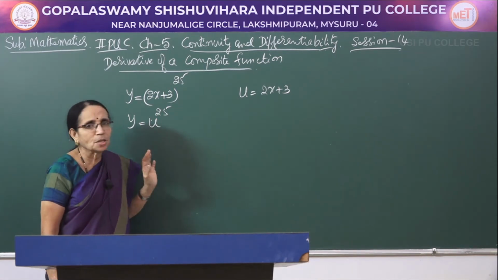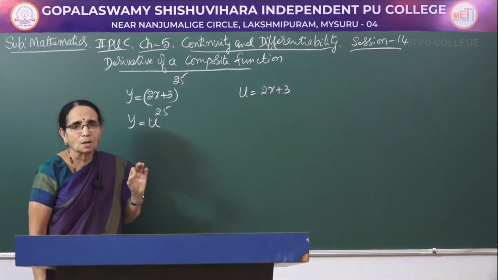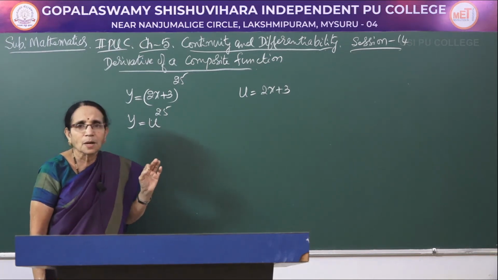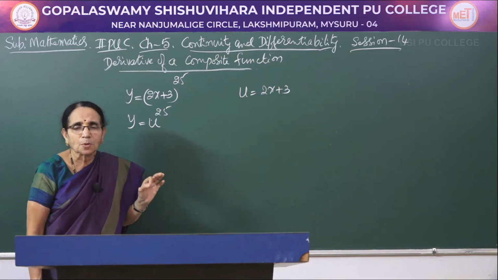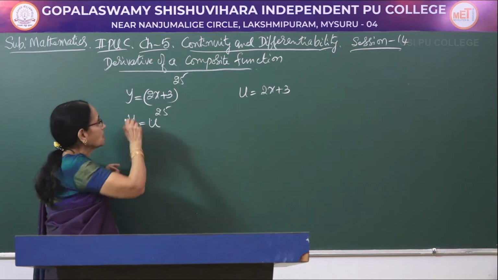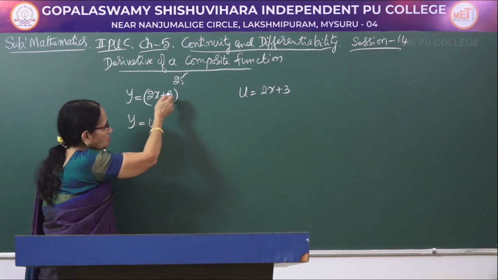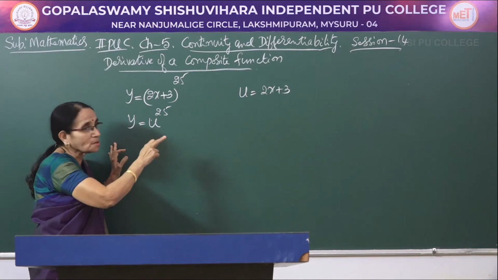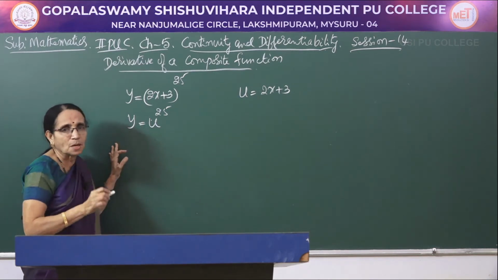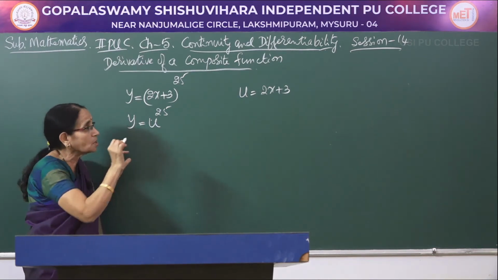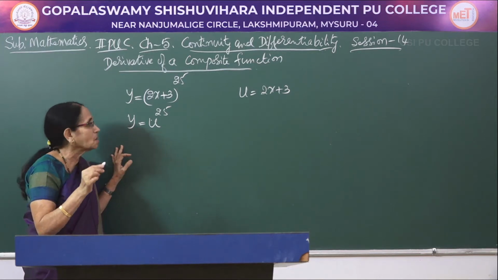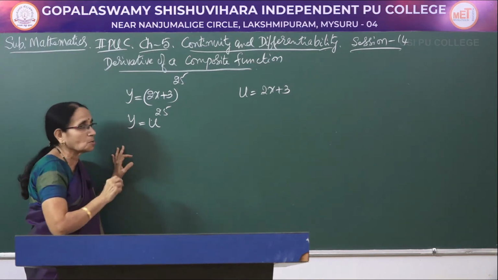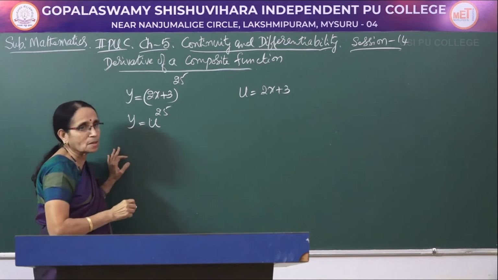Now, we have to differentiate with respect to x, because we are always asked to find dy by dx. That means the function has to be differentiated with respect to x only. Earlier, y was expressed in terms of x. After the substitution, y has been expressed in terms of u, not in terms of x. But we are supposed to calculate dy by dx, that is, differentiation has to be done with respect to x, not with respect to u. So, directly you can't get the result here.